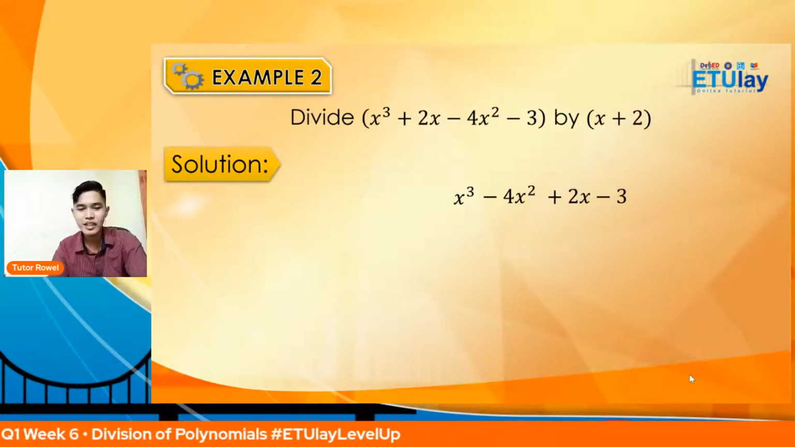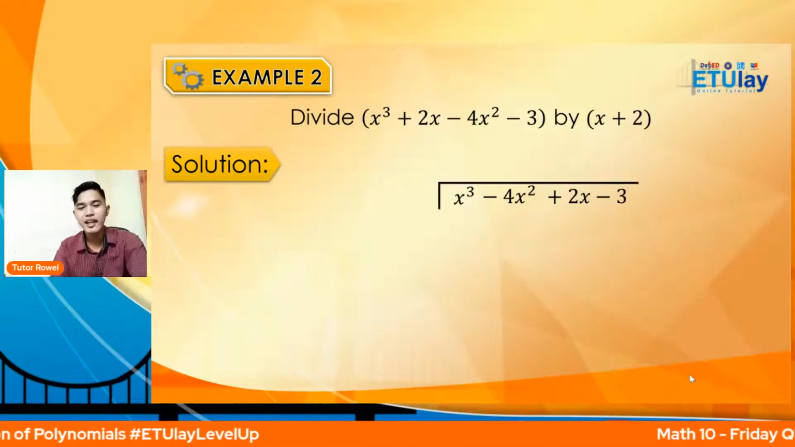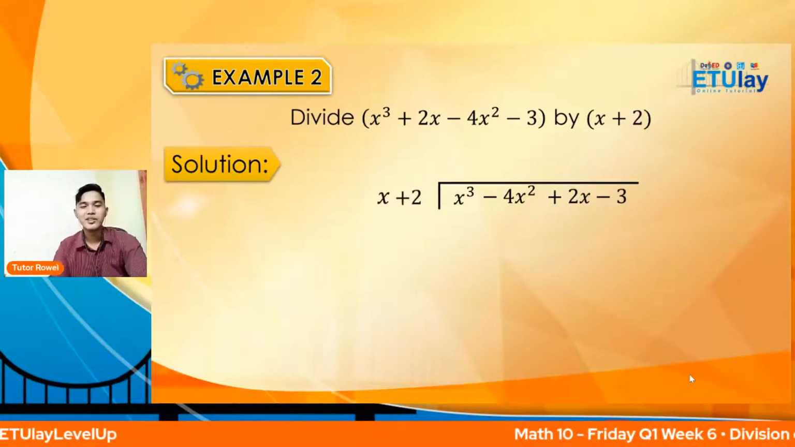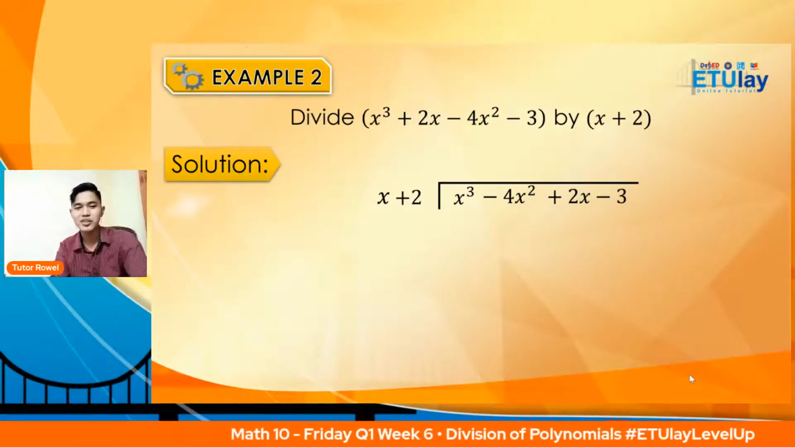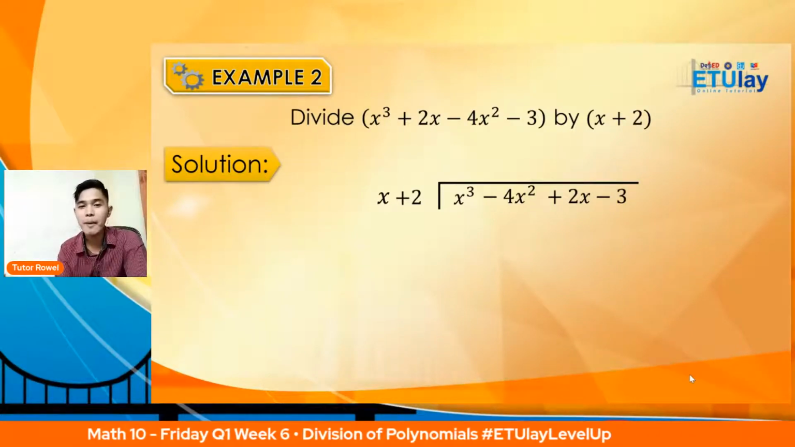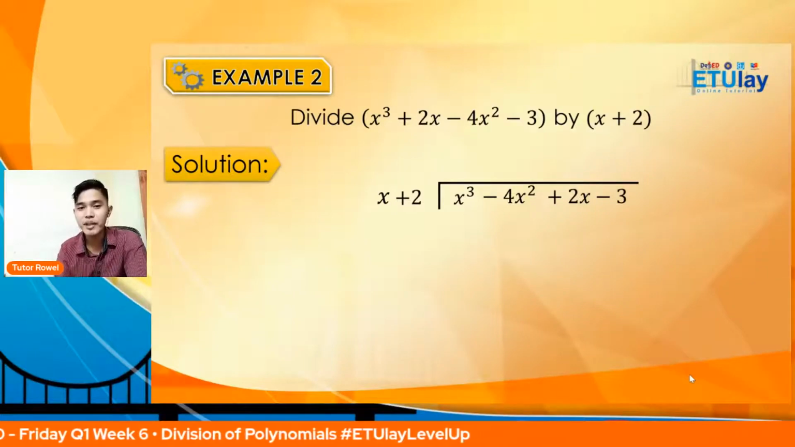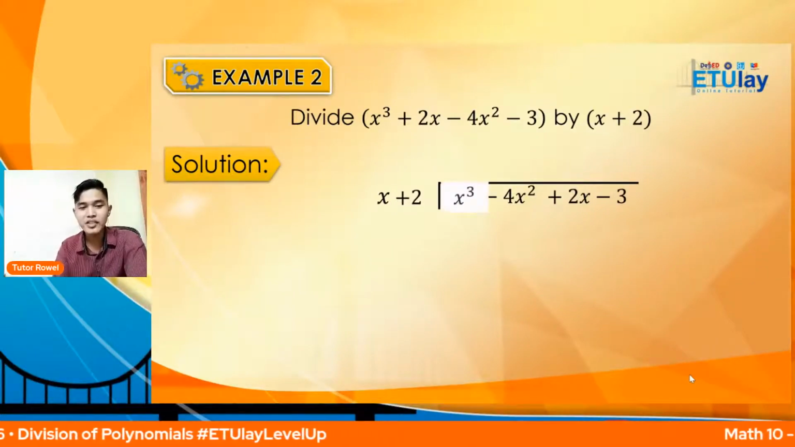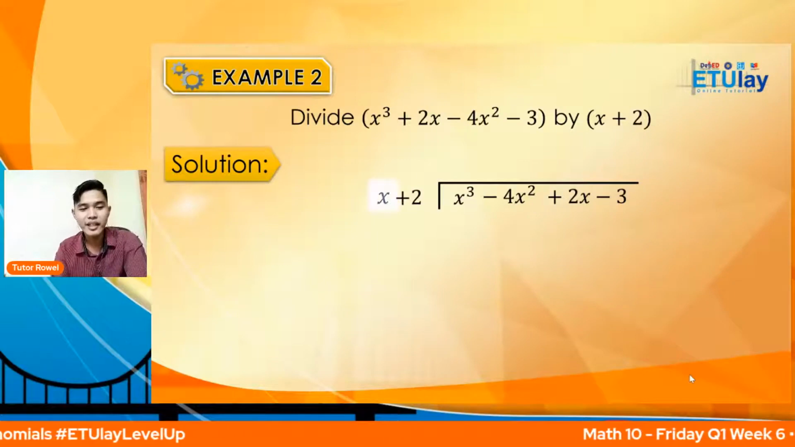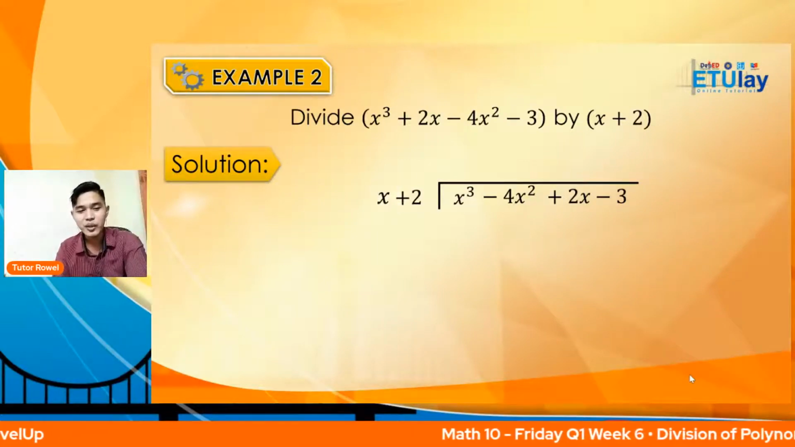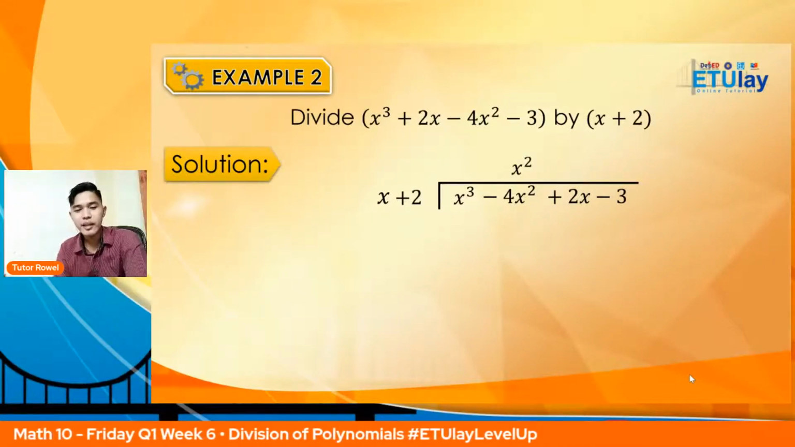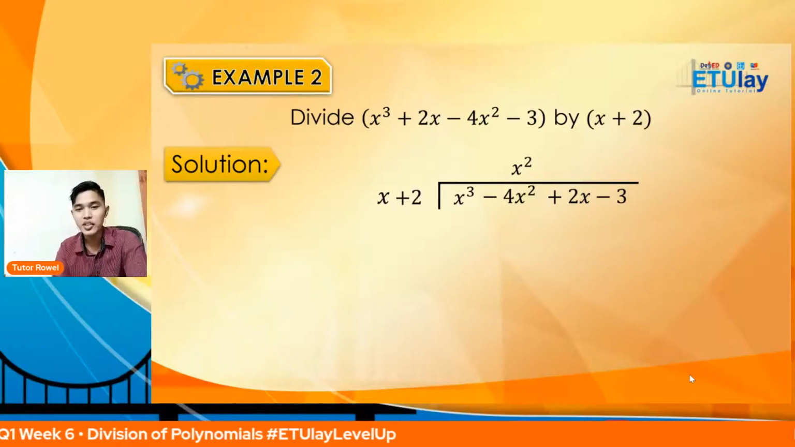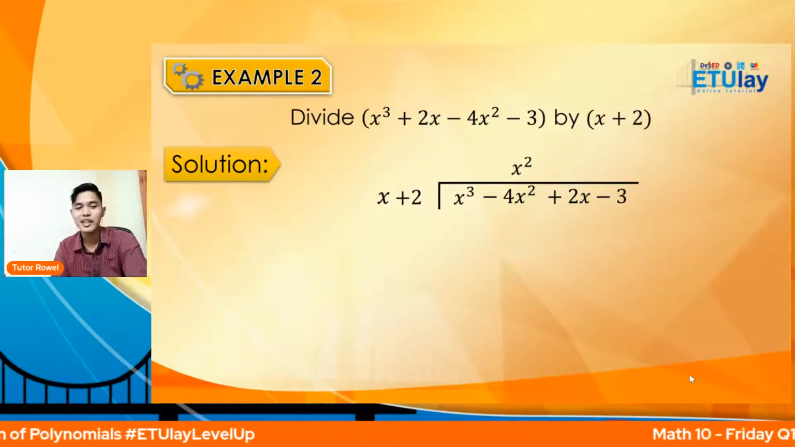Okay po? So to be divided by x plus 2. Again, we arranged first, then we divide by x plus 2. The step: we divide first term by first term. It will be x cubed divided by x. 3 minus 1 becomes 2. That will be x squared. So, 3 minus 1 will be 2, so it became x squared. The exponent is just 2.